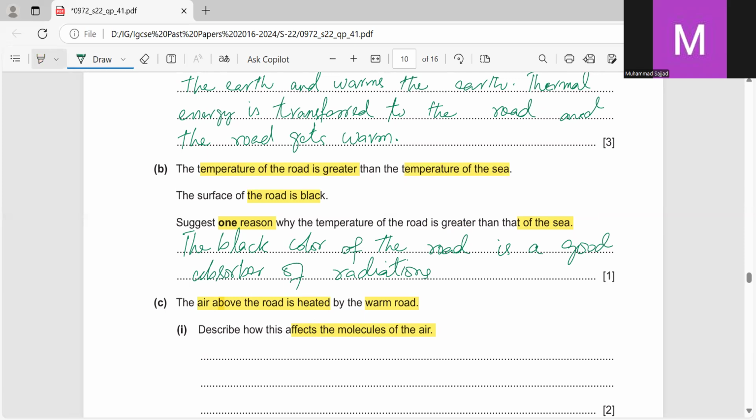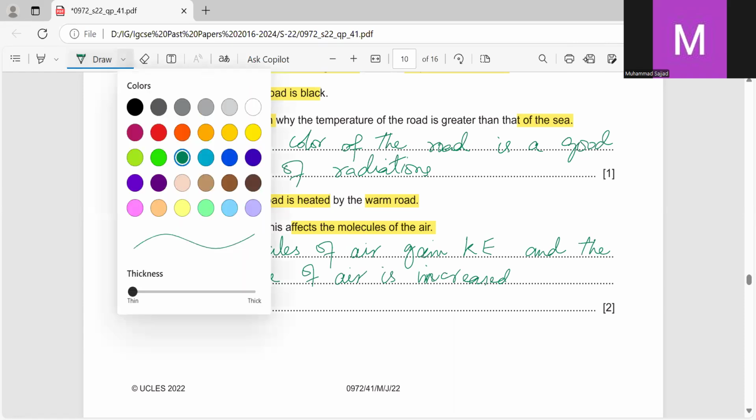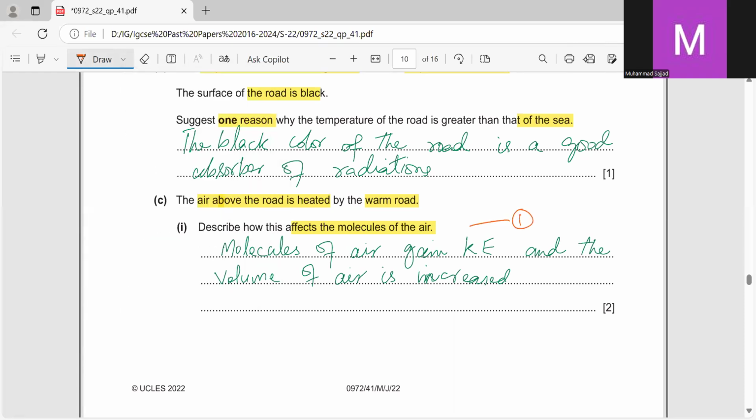Now, my dear friends, I'm going to write the answer. What I'm going to say, molecules of air gain kinetic energy and the volume of air is increased. That's what is the correct answer. See how we can mark it. See, gain kinetic energy, 1 mark, and this one is another mark. Like this, we can say.